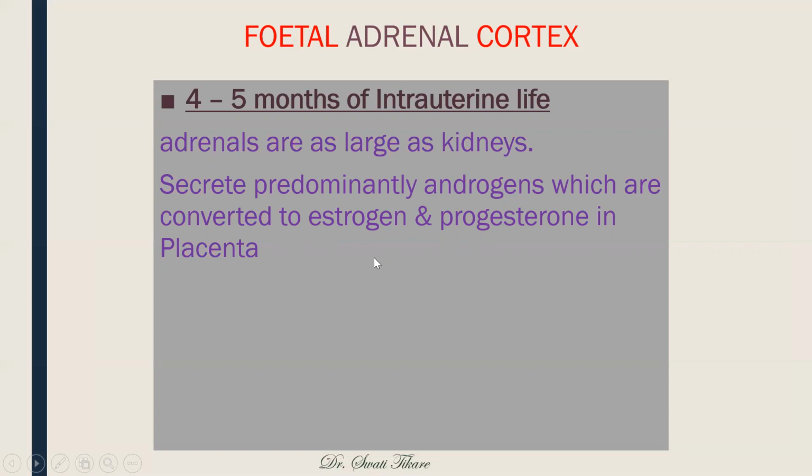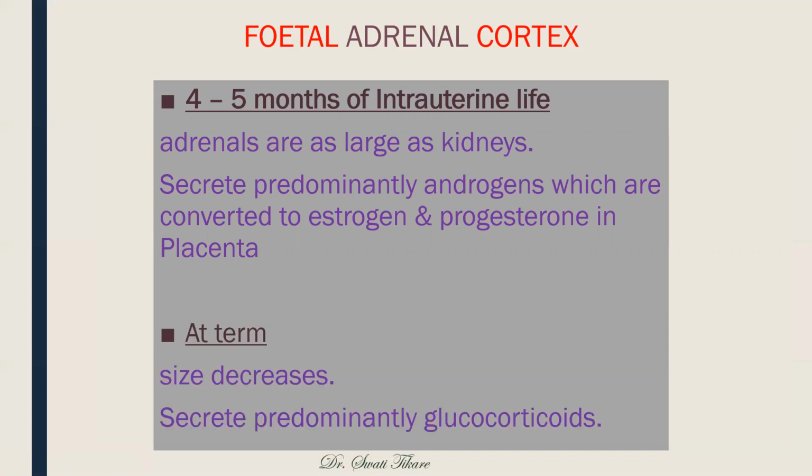Later we'll learn that this whole concept is called the fetoplacental unit. The fetus provides the androgen, which moves on to the placenta. In the placenta, it is converted into estrogen and progesterone, which is essential for the maintenance of the pregnancy. This is an additional function of the fetal adrenal cortex. Later, the adrenal cortex size decreases and it predominantly secretes the glucocorticoids.